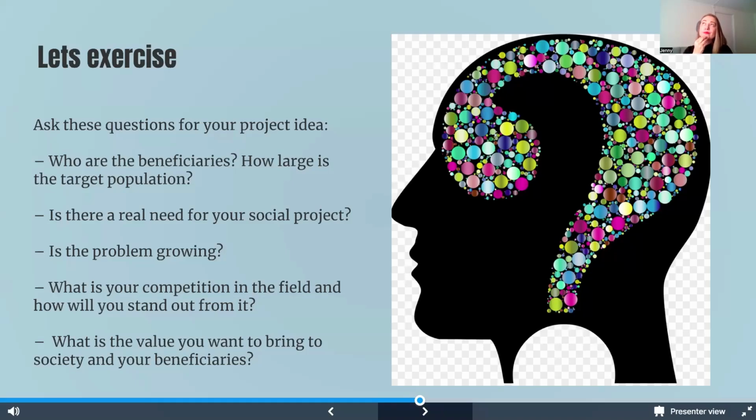When you need to collect information, you can just read them and think about your idea a little bit, your problem, what problem you're solving, what need you're solving, and your solution. Validate it a little bit according to these questions.